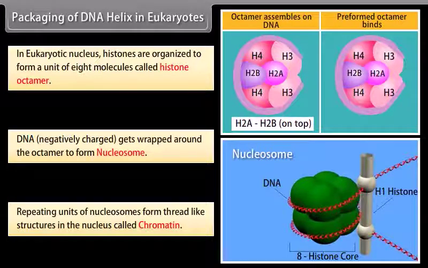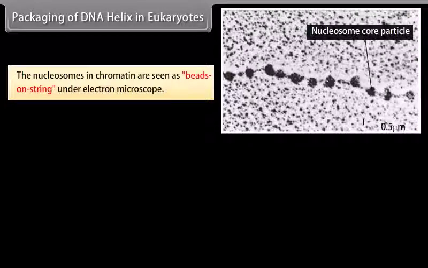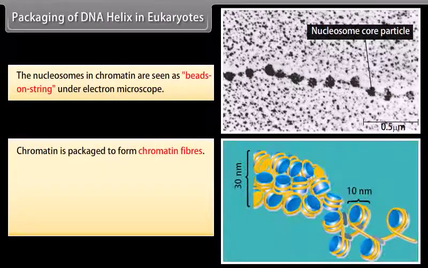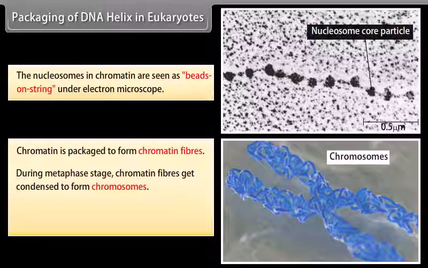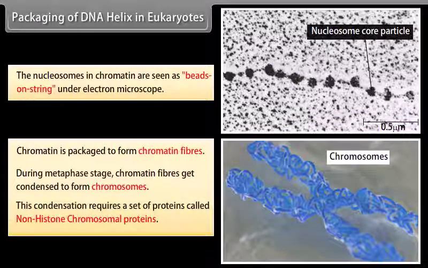Repeating units of nucleosomes form thread-like structures in the nucleus called chromatin. The nucleosomes in chromatin are seen as beads on string under electron microscope. Chromatin is packaged to form chromatin fibers. During metaphase stage, chromatin fibers get condensed to form chromosomes. This condensation requires a set of proteins called non-histone chromosomal proteins.